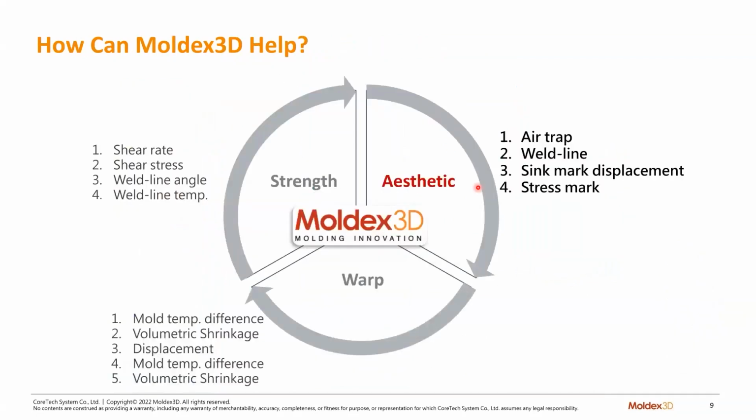So how can Moldex3D help with these defects? The first part would be the aesthetic part. In Moldex3D we have a lot of result items, which include air trap, weld line, sink mark, displacement, and stress mark. As for stress mark, I will introduce it later because it's induced by flow and uneven shrinkage. So there will be several results that can indicate why the stress mark occurs.